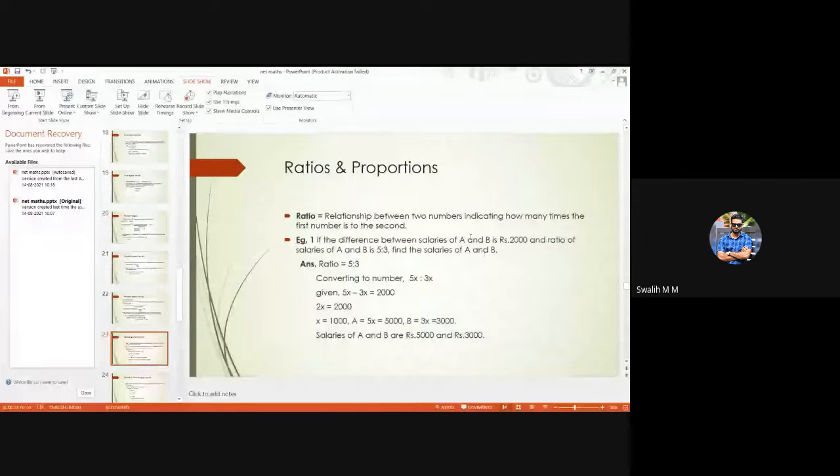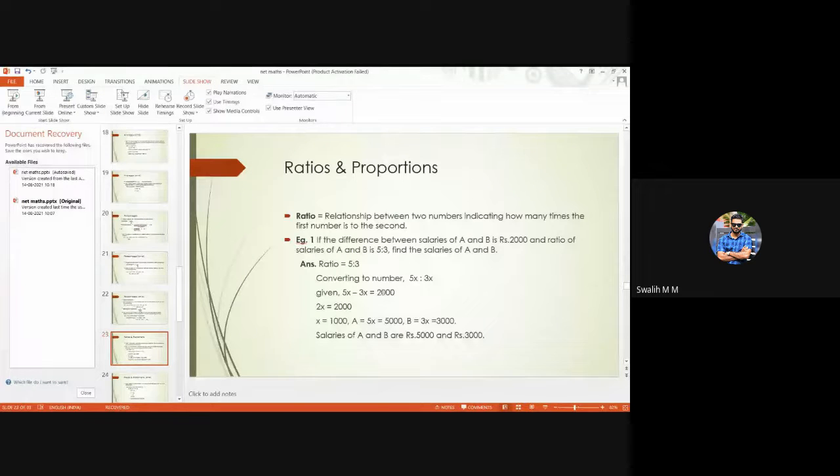The difference of A and B is given, and the ratio between A and B is given. You need to find these A and B. So here what you need to do is convert it into numbers, put x. To convert the ratios into numbers, you just put 5x and 3x. So we know the relation between 5x and 3x, that is the difference is 2000. 5x minus 3x is 2000.